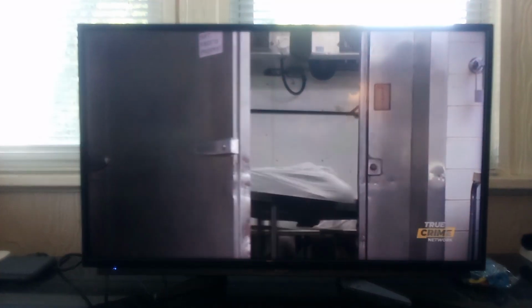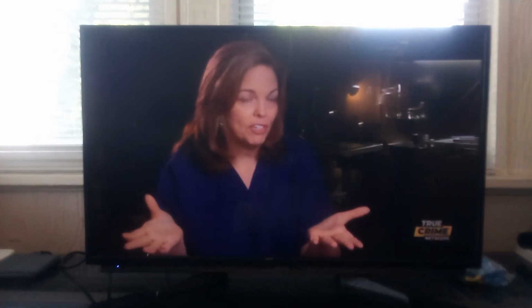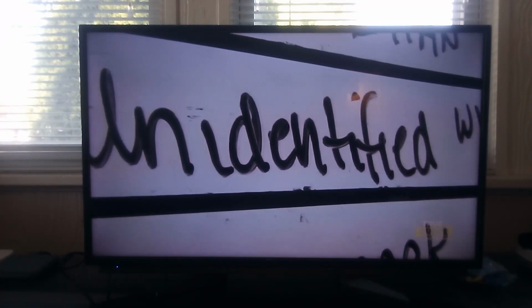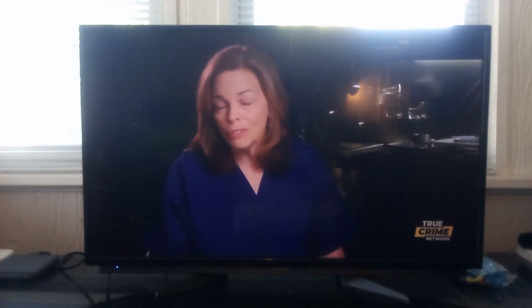There's nowhere to send this body because she's unidentified. There's nobody to claim her. There's nobody to have a funeral for her. So unfortunately, she'll be buried as an unidentified. It's a prospect that doesn't sit well with Dr. G. I don't like putting people in the ground where no one is there to grieve for them.